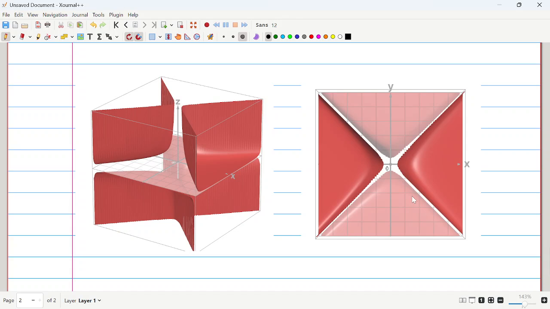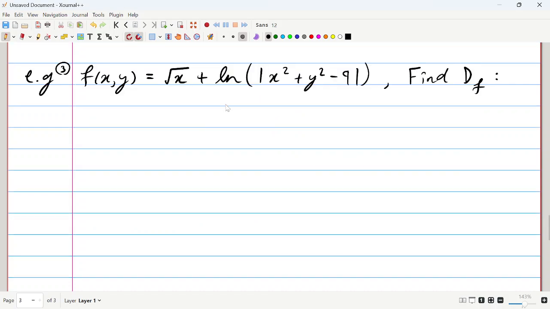Let's do one more example on this one, and then we can call it a day for this video. For this one, we have f of x, y equal to the square root of x plus the natural logarithm of the absolute value of x squared plus y squared minus 9. Now we need to find the domain of f. This one looks very intimidating, and I understand why.